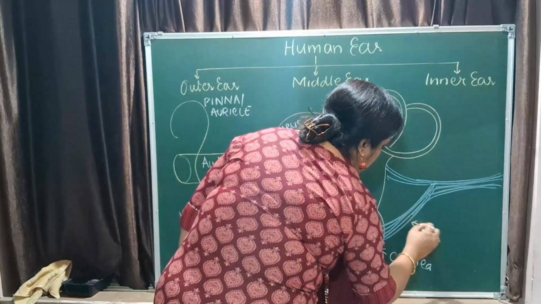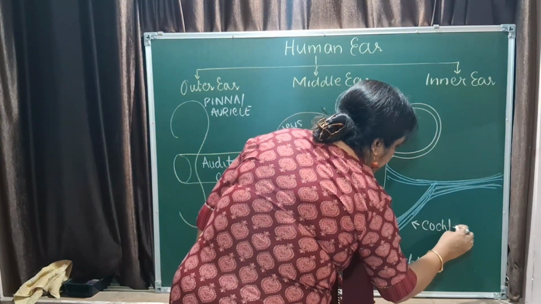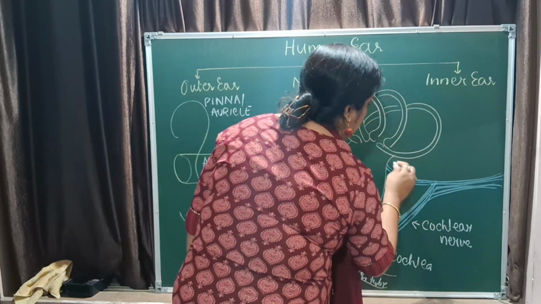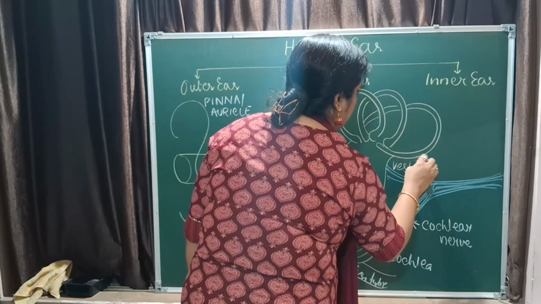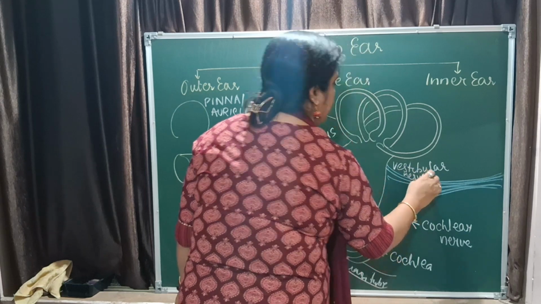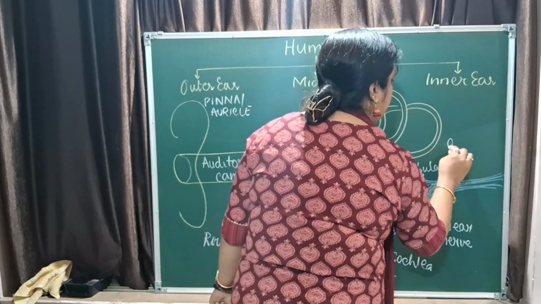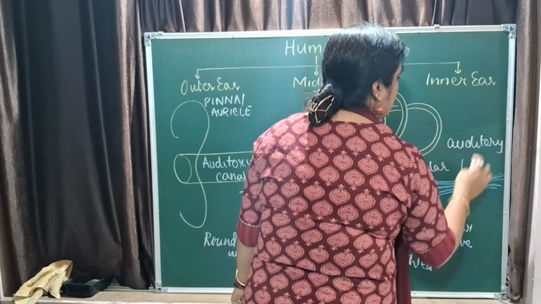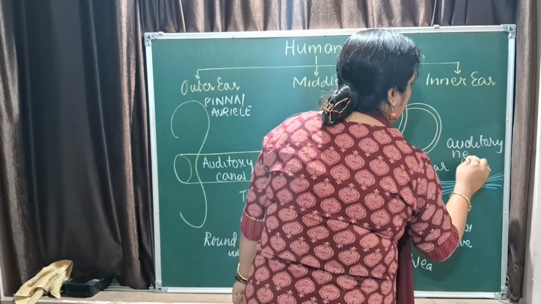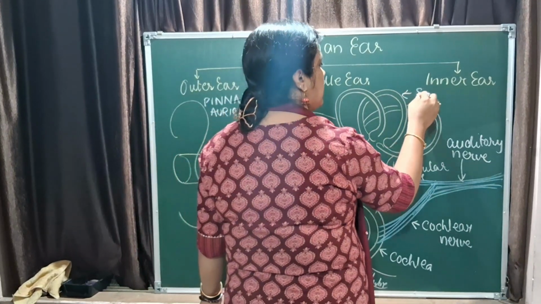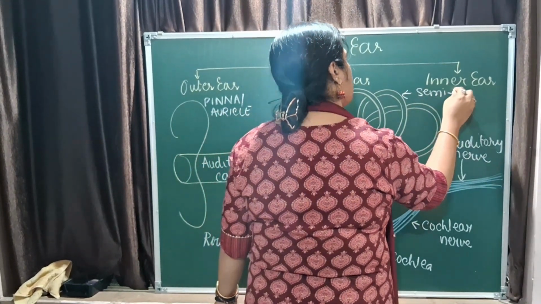This is the cochlear nerve. This is the vestibular nerve, and this is the main nerve which connects your ear to your brain for the processing of the impulse, called the auditory nerve. These are the semicircular canals.